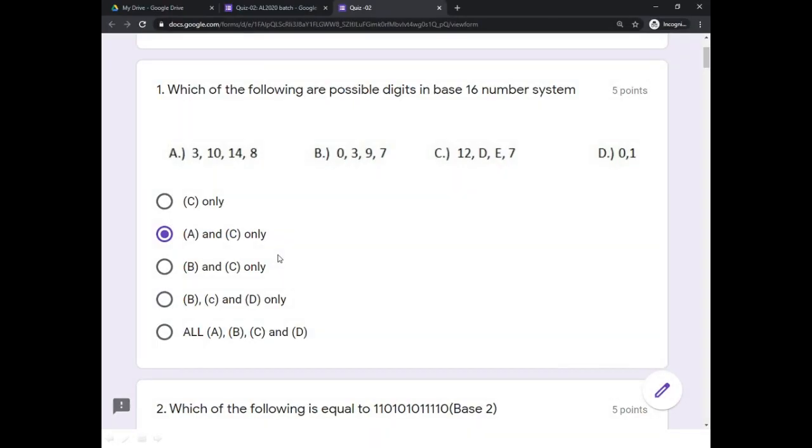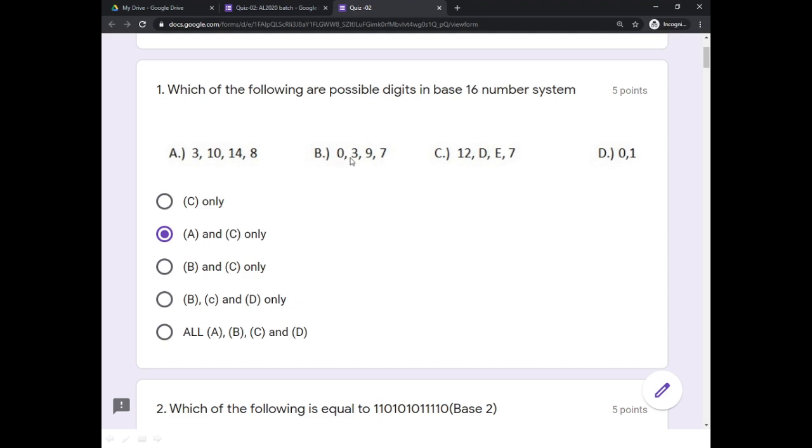Question 1 says, which of the following are possible digits in base 16 number systems? Now, base 16. If you go to statement A, 3 is okay, but 10 is not possible. Instead, we need to have A. So, A is wrong. B, 0, 3, 9, 7. All are accepted to be in base 16. C, 12, D, E. D is okay, but 12 is not. Instead, we need to have the letter C. Then 0 and 1 are still possible in base 16.